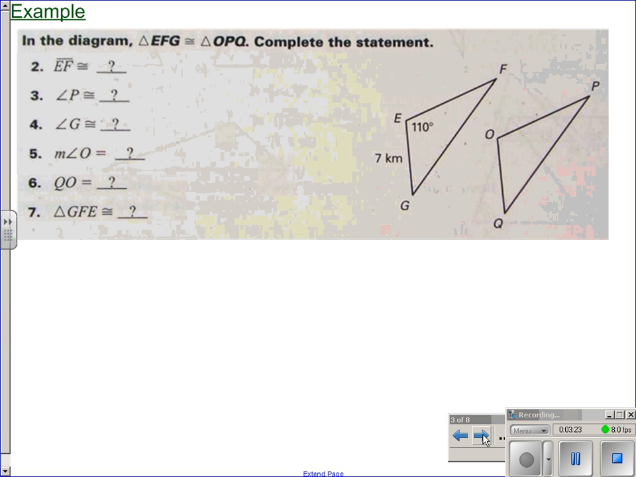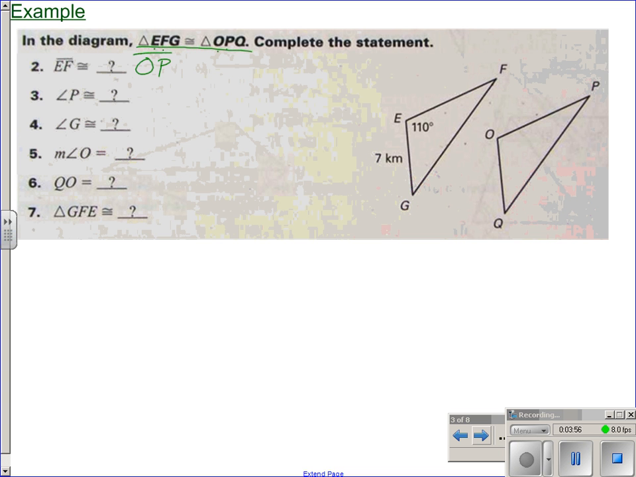In this example, you were given that two triangles are congruent. Triangle EFG is congruent to triangle OPQ, and we want to complete each of these statements. For the most part, you don't even need to look at the picture. We're just looking at the congruence statement. Segment EF is going to be congruent to another segment, but EF, first and second letters. So go with first and second letters. So segment OP.